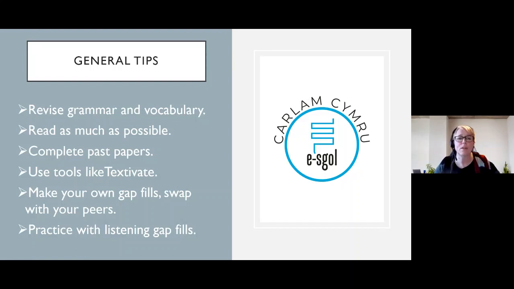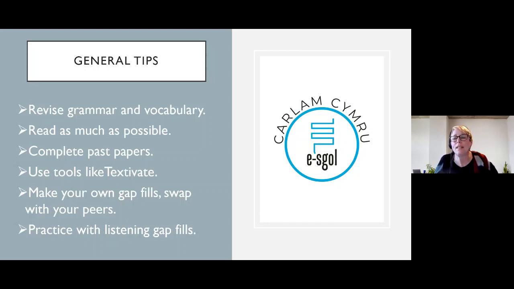Really important that we revise our grammar and vocabulary. Weak grammar and vocabulary really do show in this question, and that's why people find it difficult. So read as much as possible, a variety of texts and topic areas. Complete past papers. Always practice past papers. Any text that you can come across, really useful.